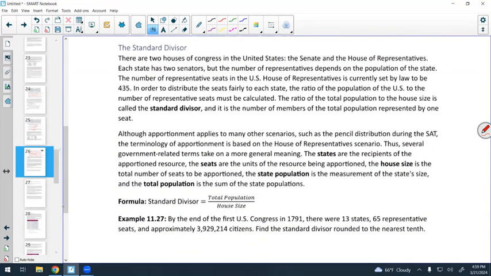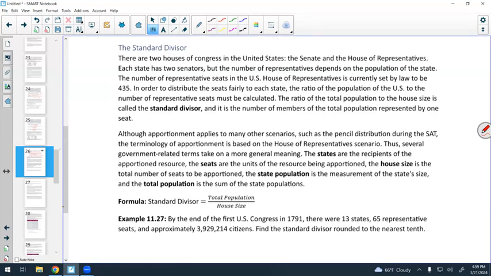So next we have what's called a standard divisor. There are 2 houses of Congress in the United States, the Senate and the House of Representatives. Each state has 2 senators, but the number of representatives depends on the population of the state. The number of representative seats in the U.S. House of Representatives is currently set by law to be 435.